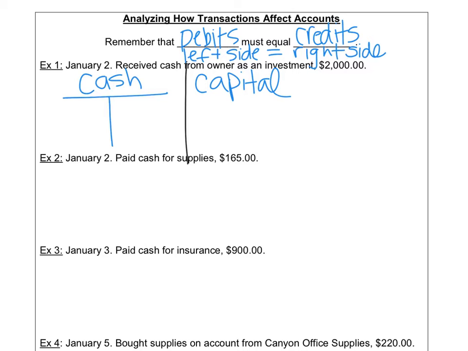So since we are receiving cash, that means my cash is increasing. So I would debit cash. So I would debit cash for $2,000. And since I increased one side of the accounting equation, I have to increase the other side. So I need to increase my capital as well. But an increase on this side would be a credit. So we would credit capital for $2,000.